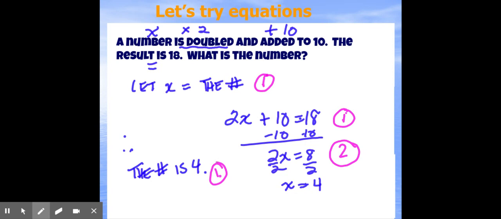Imagine that you left off the let statement and you left off the conclusion. The best score you can get is a 3 out of 5. That's a 60%. That's not even passing. So don't forget those two parts. They're very important.